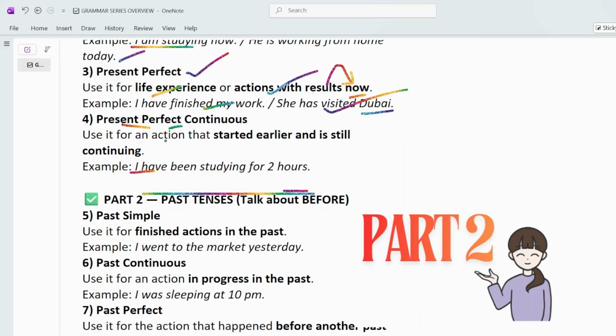deals with explaining actions that started earlier and are still continuing, guys. For example, I have been studying for 2 hours. So a person has already started studying and now it's been 2 hours. Now that is where you're looking at using present perfect continuous as a tense. And we are going to talk about certain simple strategies also so that you remember them.